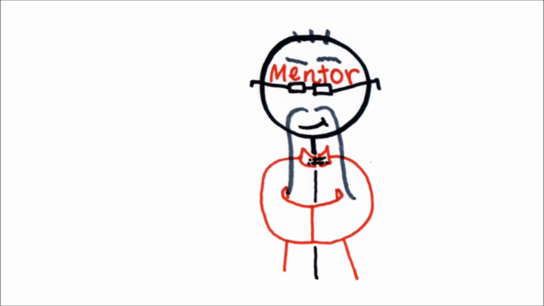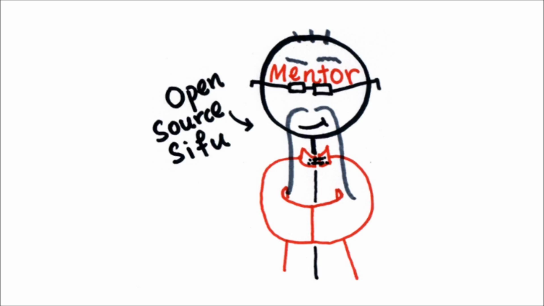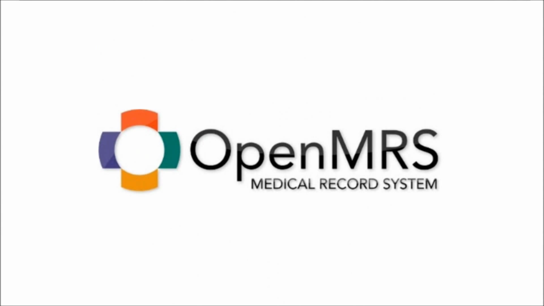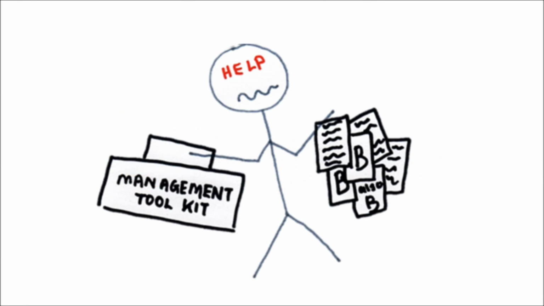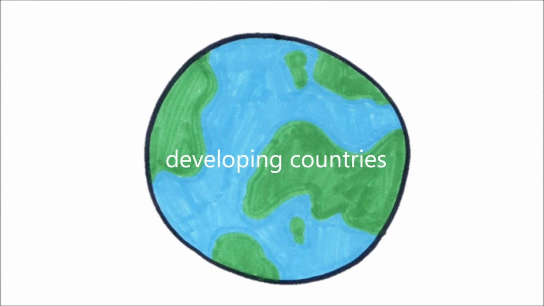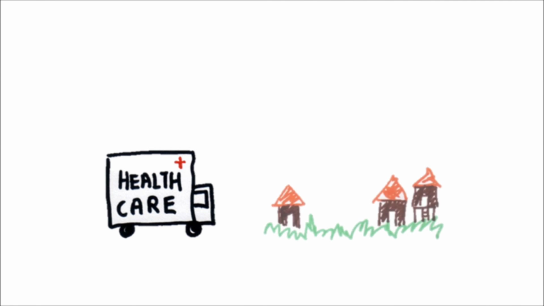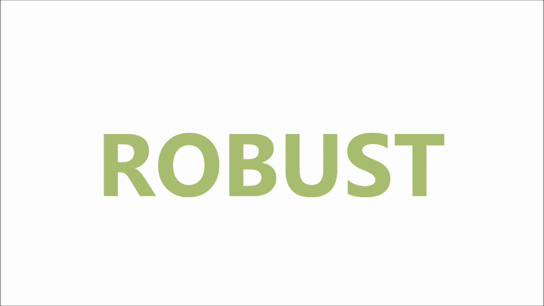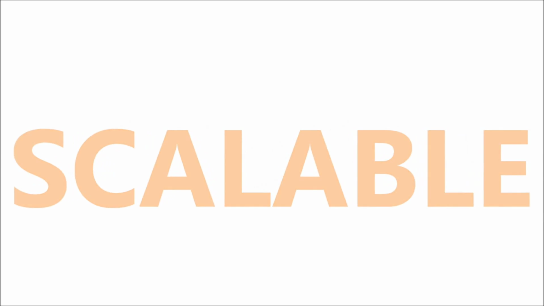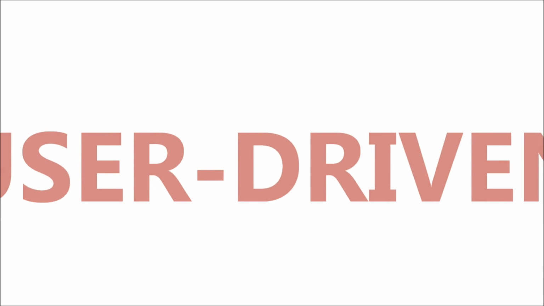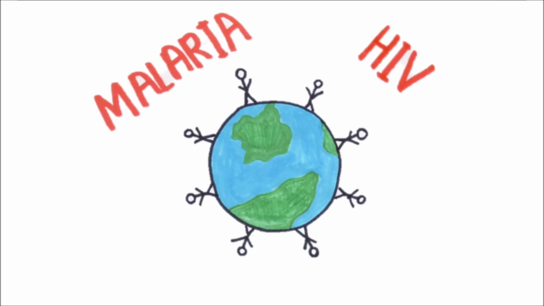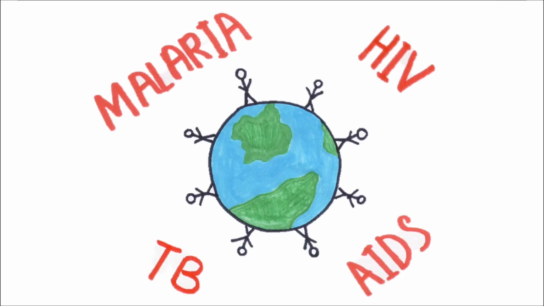OpenMRS has participated as a mentoring organization in Google Summer of Code for 8 years. Open Medical Record System, more known as OpenMRS, was created in 2004 for developing countries with the mission to improve healthcare delivery in resource-constrained environments by working together as a global community. We want to create a robust, scalable, and user-driven open-source medical record system platform for countries that face diseases such as malaria, HIV, tuberculosis, and AIDS.